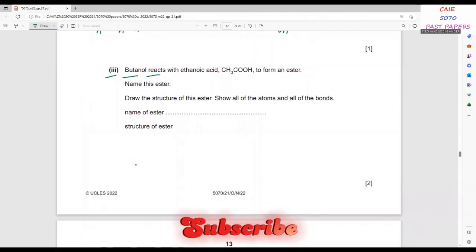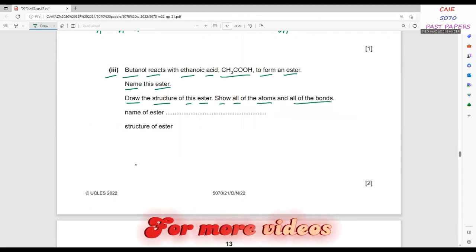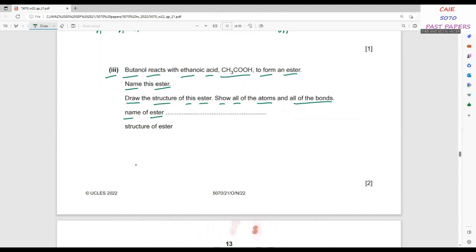3. Butanol reacts with ethanoic acid, CH3COOH, to form an ester. Name this ester. Draw the structure of this ester. Show all of the atoms and all of the bonds. What will be the name of the ester when the alcohol is butanol and the carboxylic acid is ethanoic acid?